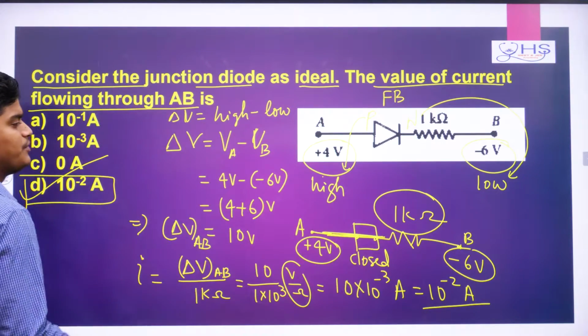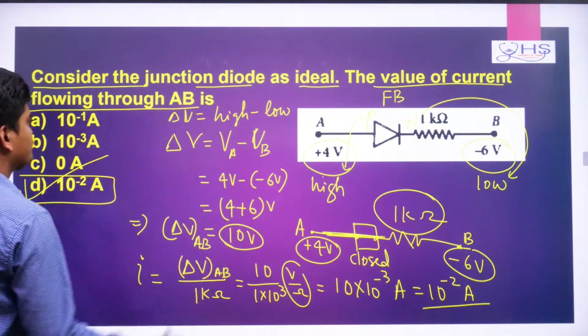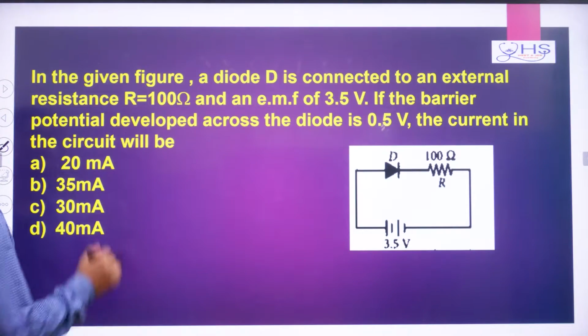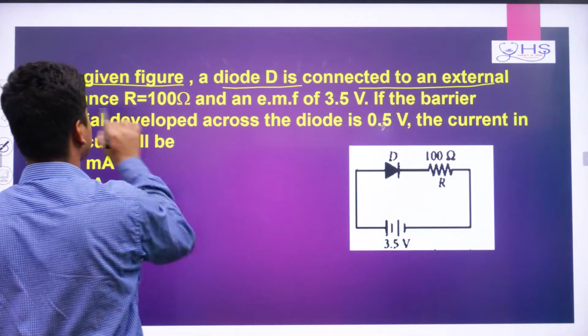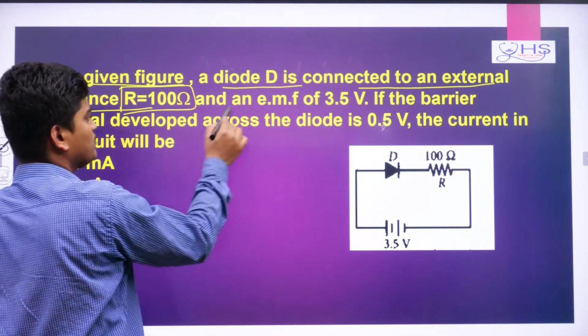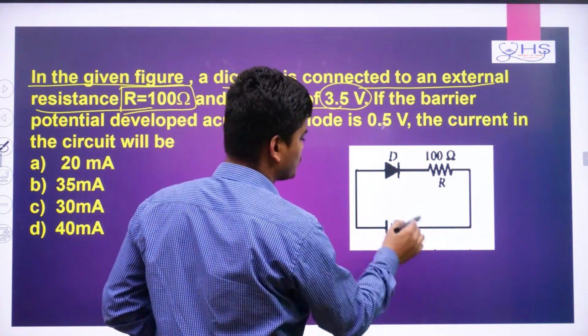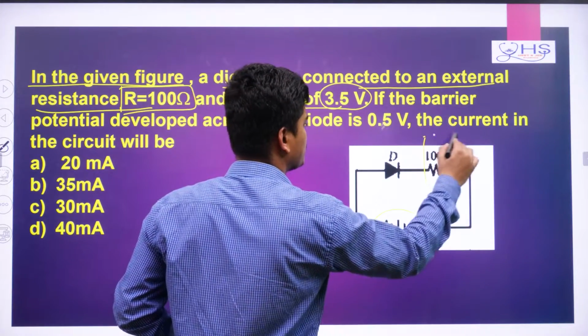So VA minus VB, so it will become plus 10 volt. Okay. Now in the given figure, a diode D is connected to an external resistance R equal to 100 ohm and an EMF of 3.5 volt. So this is the EMF and this is your resistance.